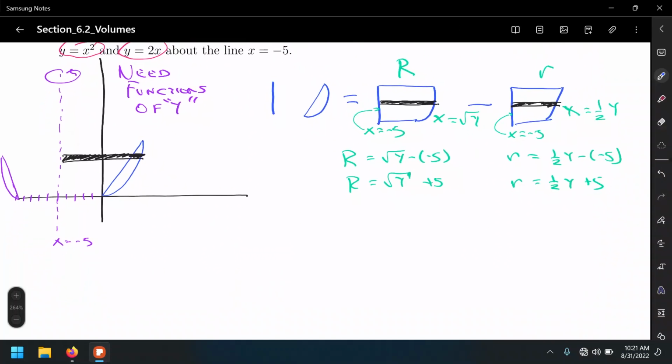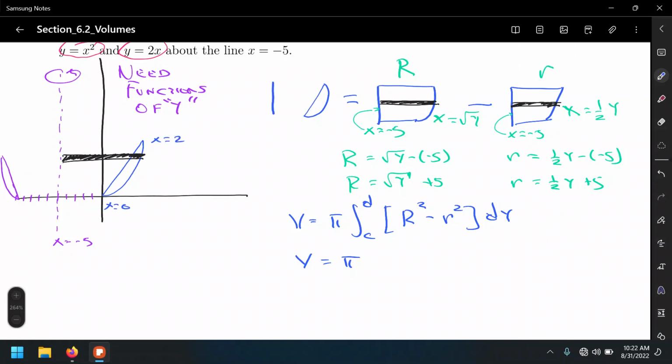So let's see. Volume, which is pi, integral not from a to b in this case, but rather from c to d, big R squared minus little r squared with respect to y this time. So that's going to be volume equals pi. Well, how do we get the limits of integration? Because we already got the limits of integration from the previous couple problems to be x equals 0 and x equals 2.